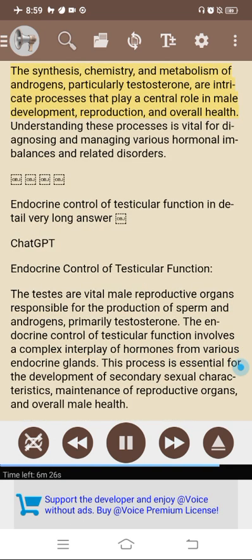Conclusion. The synthesis, chemistry, and metabolism of androgens, particularly testosterone, are intricate processes that play a central role in male development, reproduction, and overall health. Understanding these processes is vital for diagnosing and managing various hormonal imbalances and related disorders.